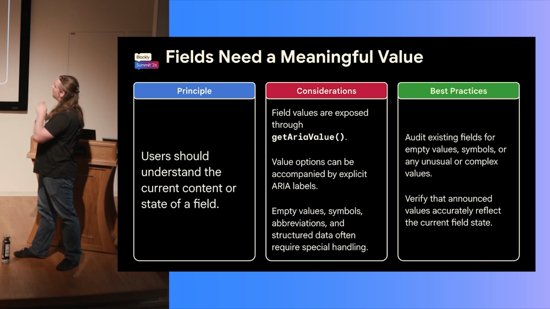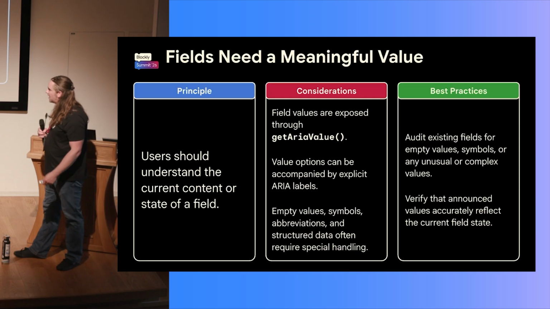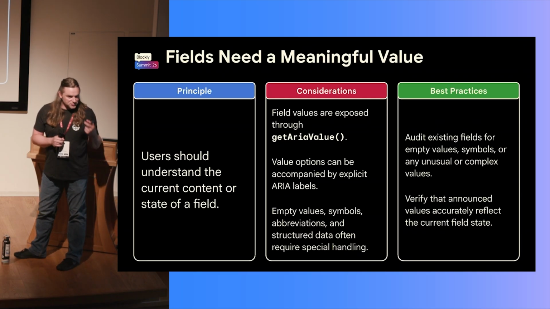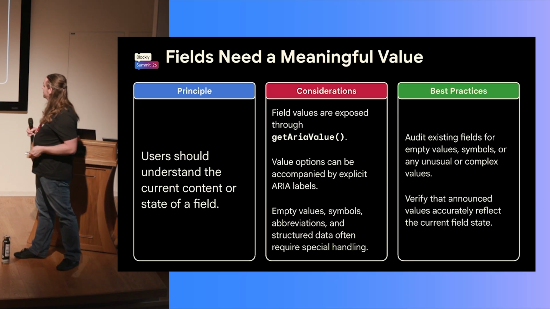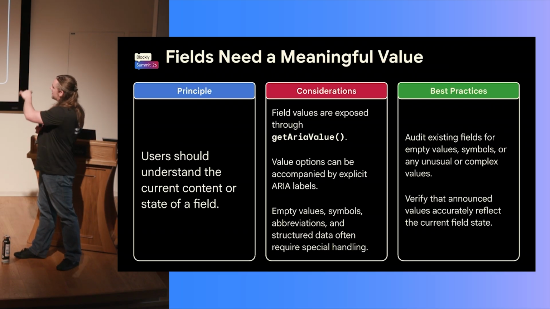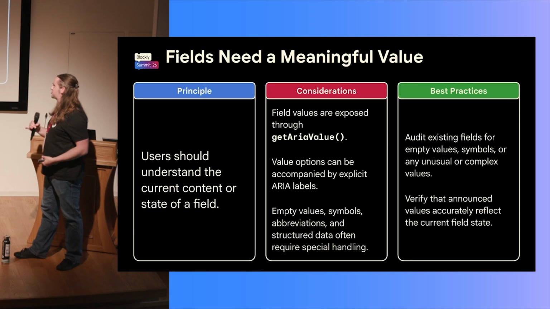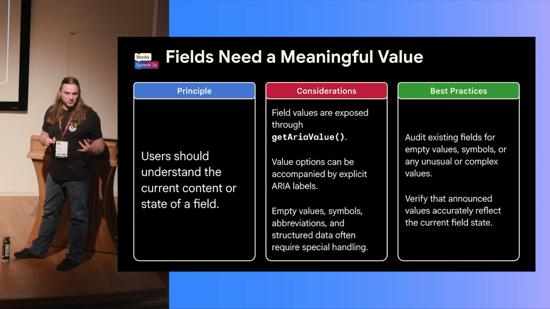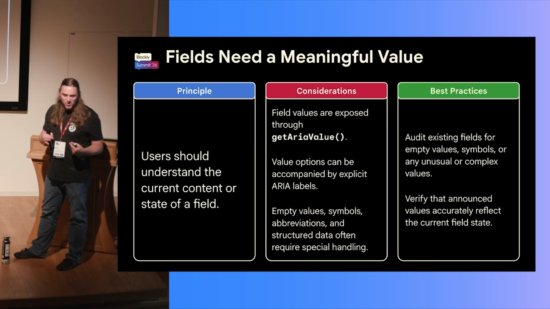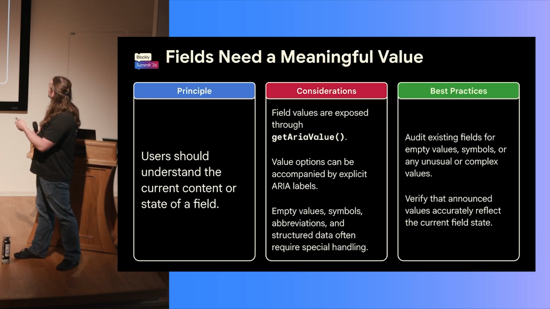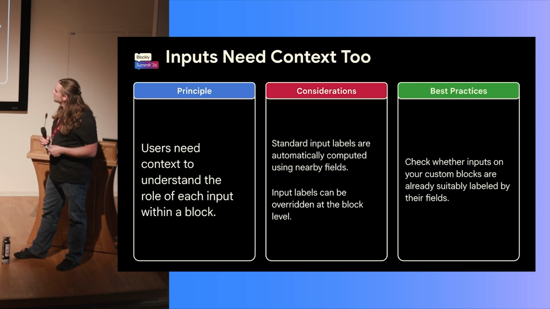Fields need a meaningful value as well, because users should understand the current content or state of a field. So we have getAriaValue to do that at the class level. I showed you an example of doing this block by block in the drop-down menu generator. Things like empty values, symbols, abbreviations, and structured data can require some special handling. So you're going to have to go through your blocks and just make sure that you've got your bases covered.